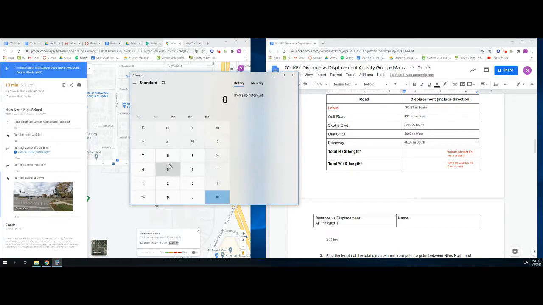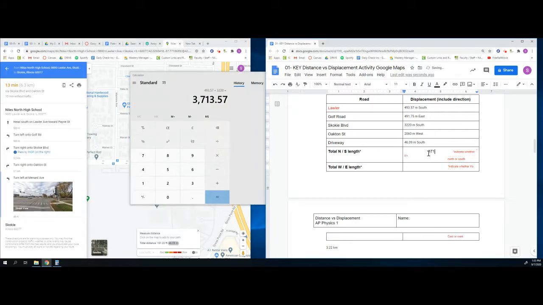I'm going to add up my 493.57 plus 3,220. And that gives me 3713.57 meters south. And I'm going to follow my directions and delete everything in red. And then I'm going to add up my east-west.